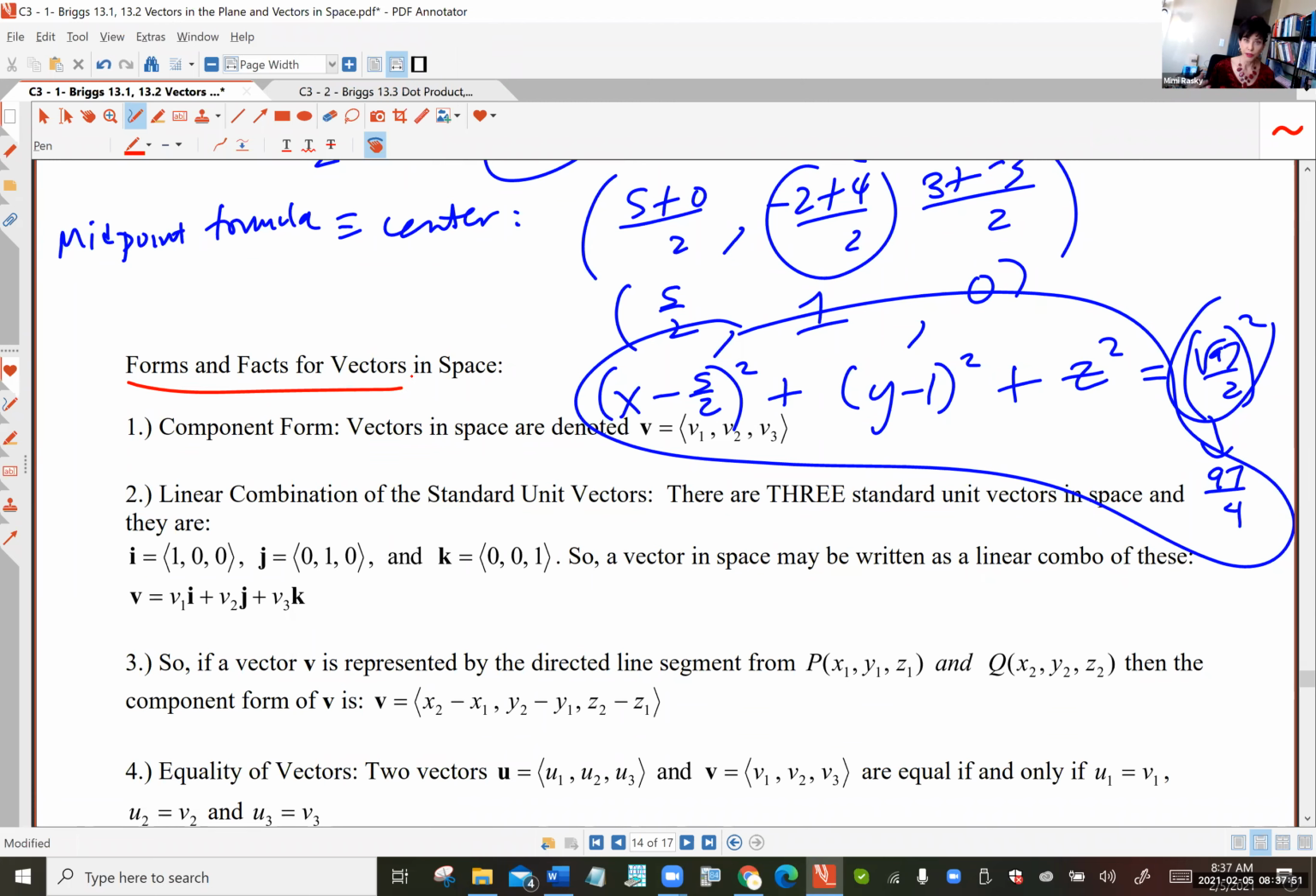In the world of 3D, which is vectors in space, you also have two forms for denoting a vector: component form and the linear combination of standard unit vectors. For the component form of a vector in 3D, you're going to need three scalar components, the x, the y, and the z. And you still are going to have these angular brackets, and that's how you'll roll.